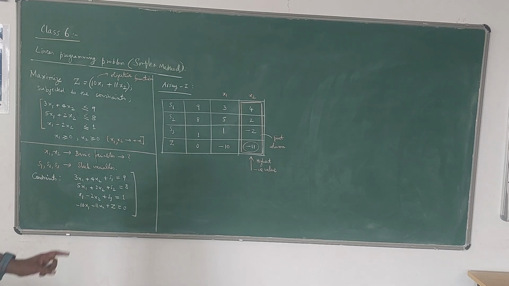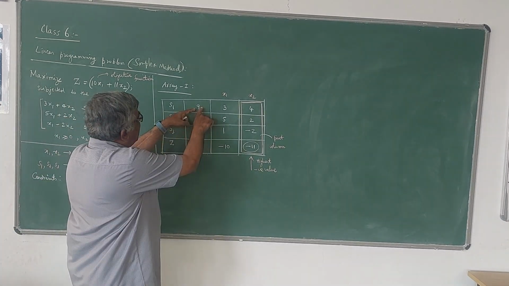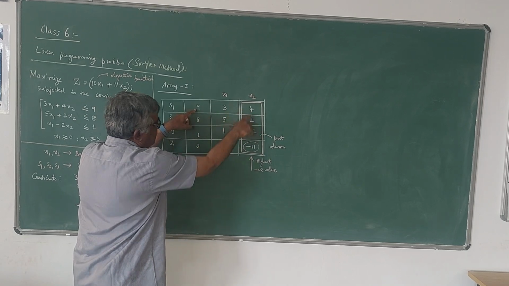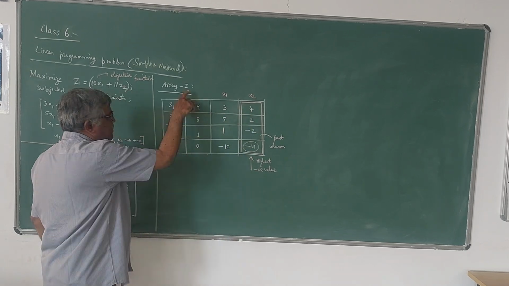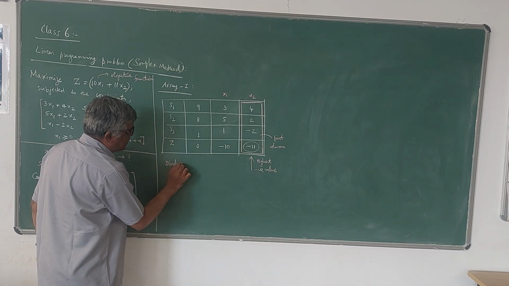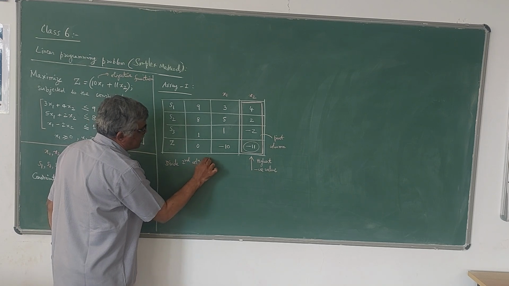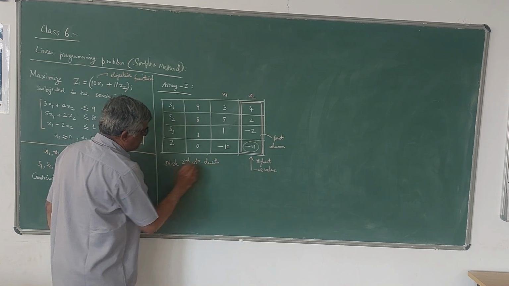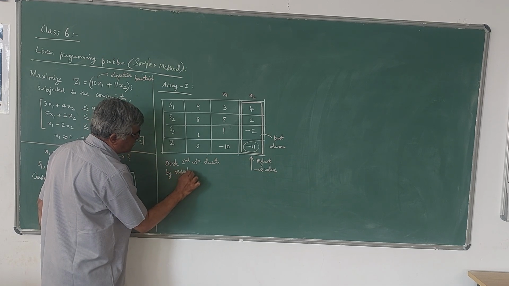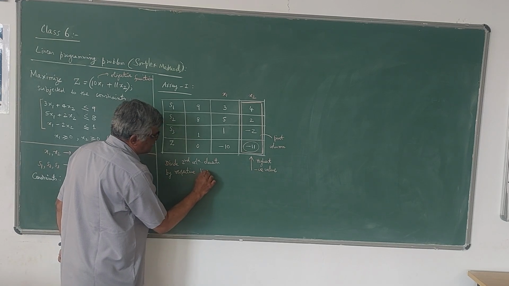Next, as the second point, you have to divide these values by the values in the pivot column. That means divide the second column elements by the respective pivot column elements.